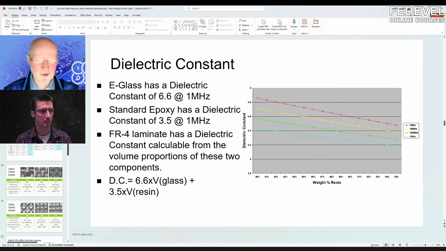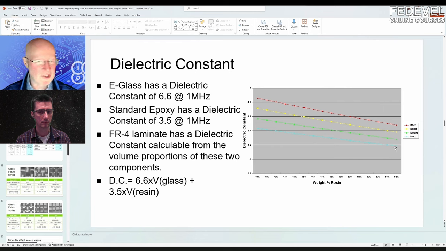E-glass, the most commonly used glass, is 6.6 at 1 megahertz. Forget the 1 megahertz, it doesn't really matter, but it has a value almost twice as high as the epoxy resin, 3.5. If you take a laminate, it depends on how much resin you have and how much glass you have. A standard FR4 material will have around 40 to 45% resin, the rest being glass. And the dielectric constant you can see is around 4 point something. Different frequencies, different values. That is reality. But as you increase the resin, you reduce the dielectric constant, down and down.